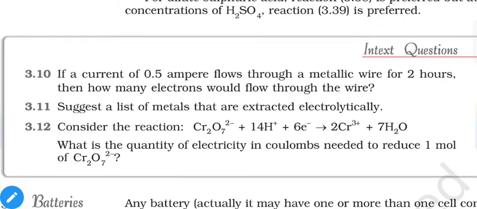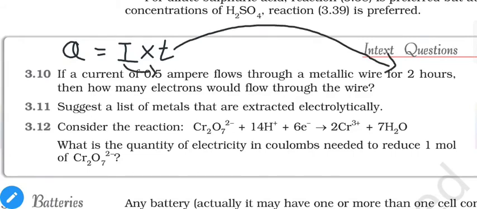So the first question: if a current of 0.5 ampere flows through a metallic wire for 2 hours, then how many electrons would flow through the wire? In this case our equation will be Q is equal to I into T. So I in amperes, which is mentioned here, is 0.5. Now time we need to use in seconds, but it is mentioned in hours, so convert 2 hours to seconds. 60 minutes in 1 hour, multiplied by 60, gives 3600 seconds for 1 hour, and for 2 hours you will get 7200 seconds.